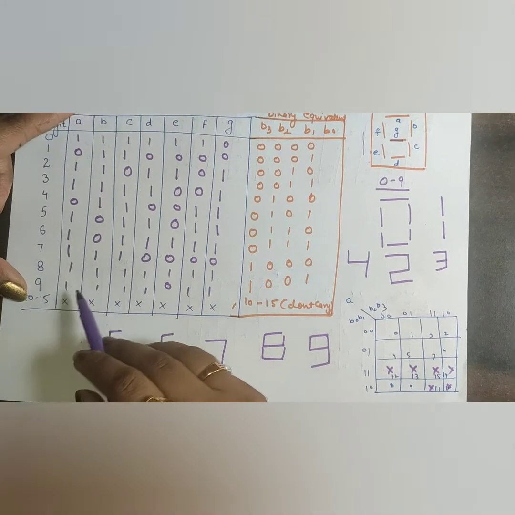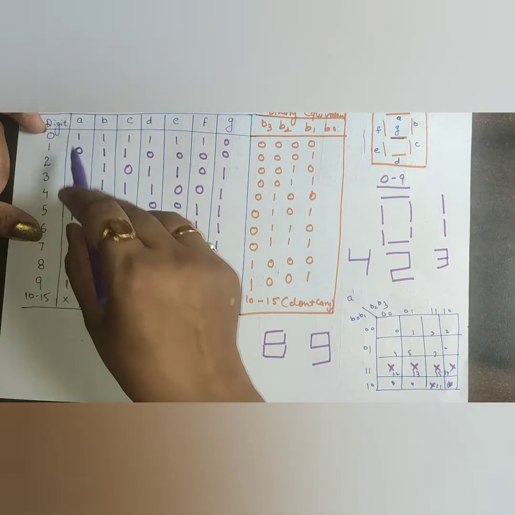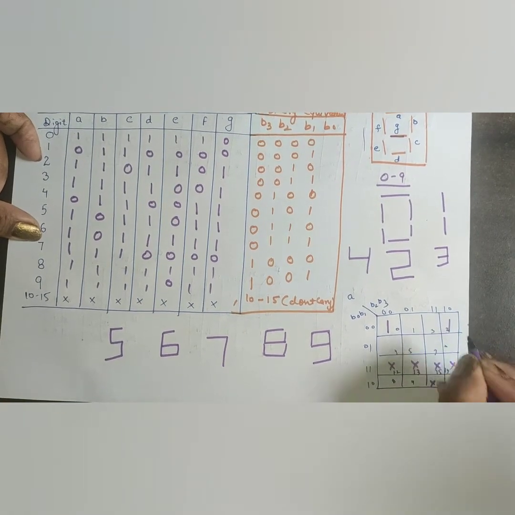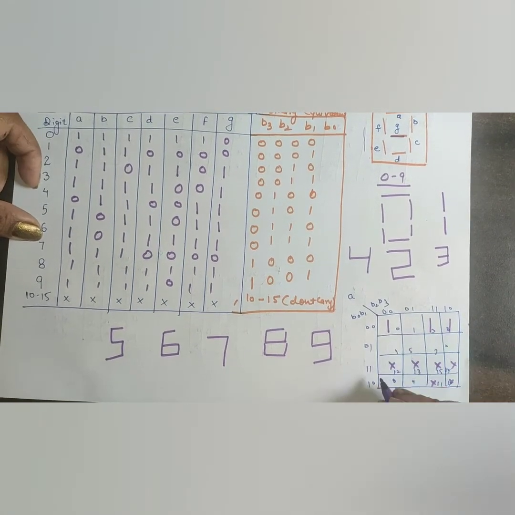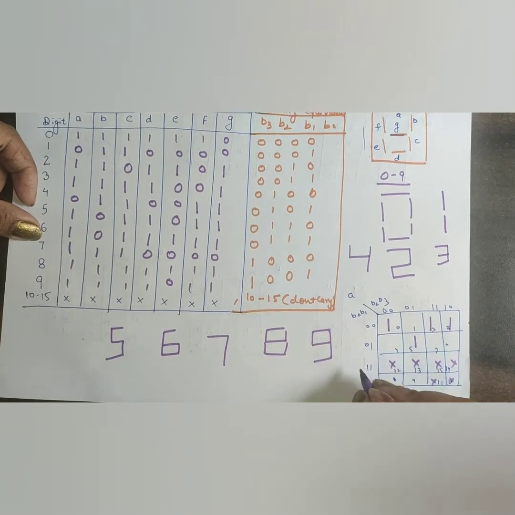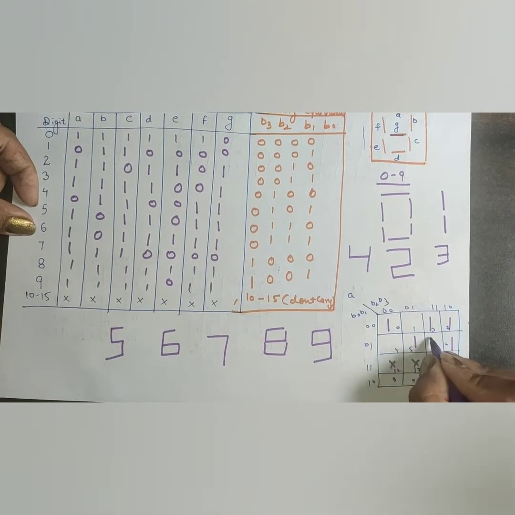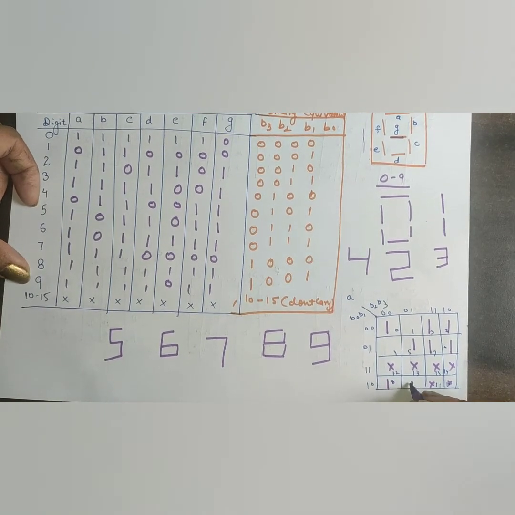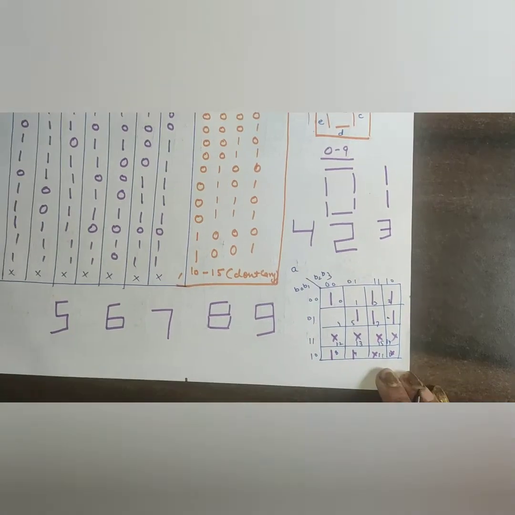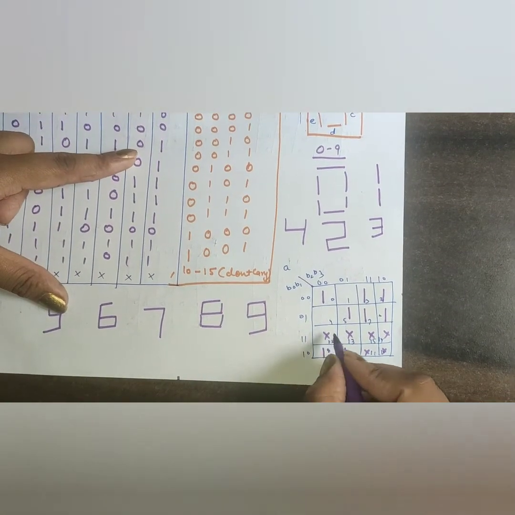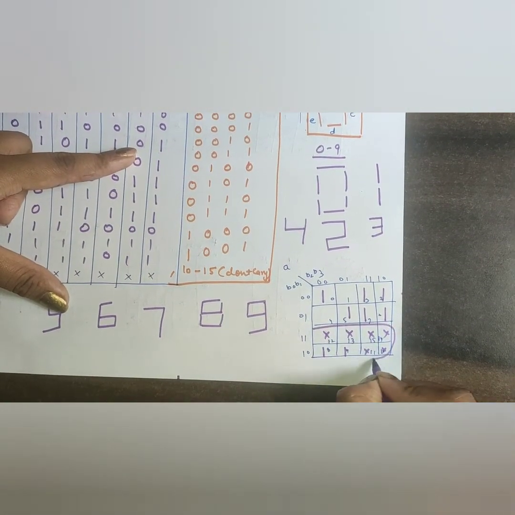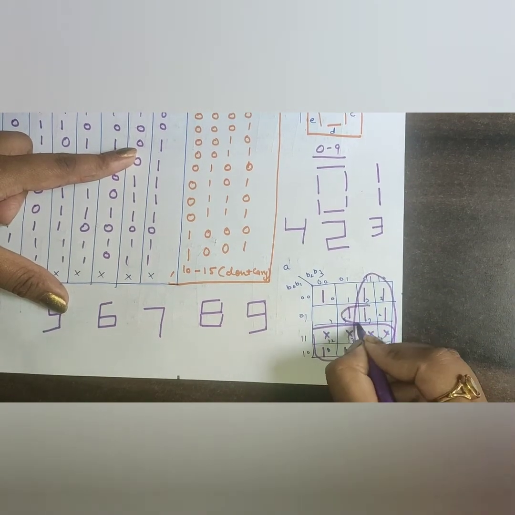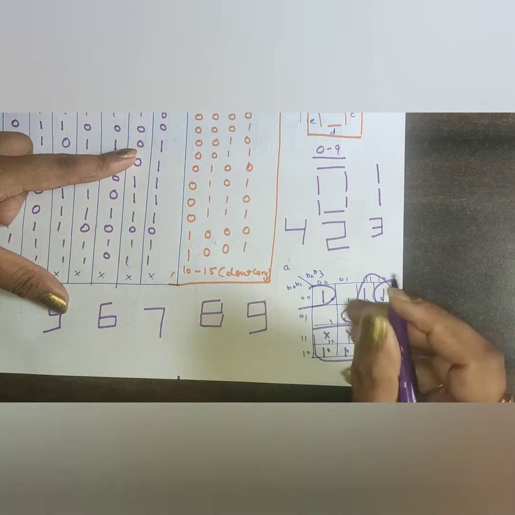Now A will be 1 where 0, 2, 3, 4, 5, 6, 7, 8, 9. These are our K-map for A. So if you group, this is our 8 grouping, this will be your 4-bit grouping, this will be your 1-bit grouping and this will be your 2-bit grouping.